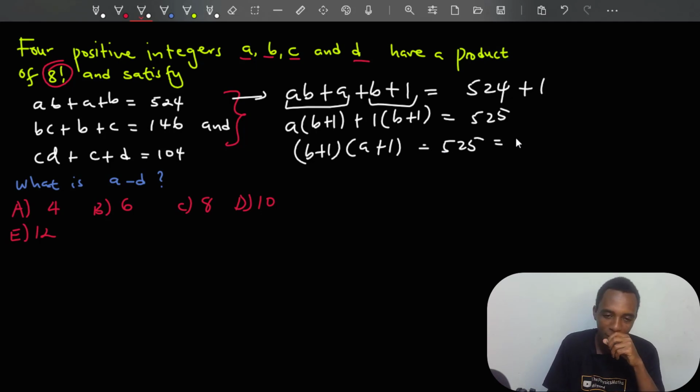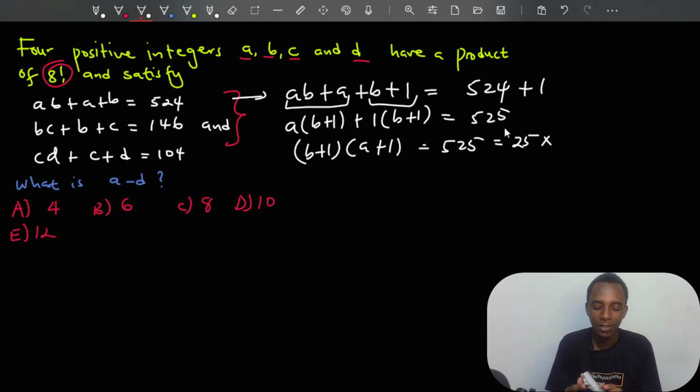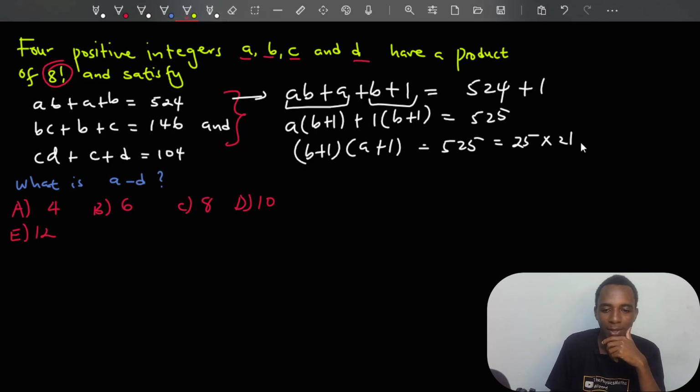525 is actually 25 times what? I think that's got to be 21. Let me pull out the calculator here. I guess that's it. So I'll call this equation 1.